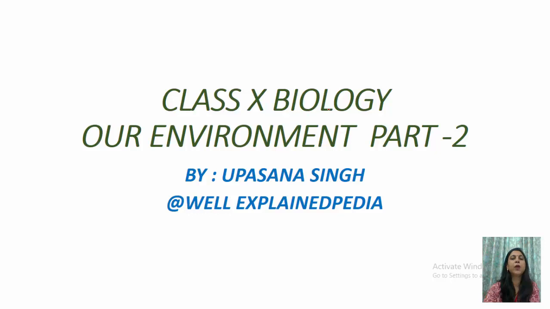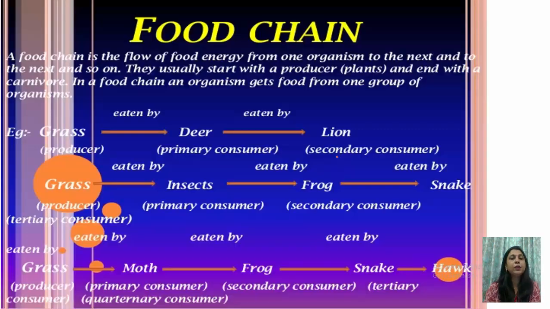Today I am here with class 10th biology chapter Our Environment, part 2. In the previous part we have discussed our environment and the components of the environment and how they are interlinked with each other. These components, biotic and abiotic components, are interlinked with each other. In this section we are going to study the food chain, food web, waste management, and how human activities are harming the environment.